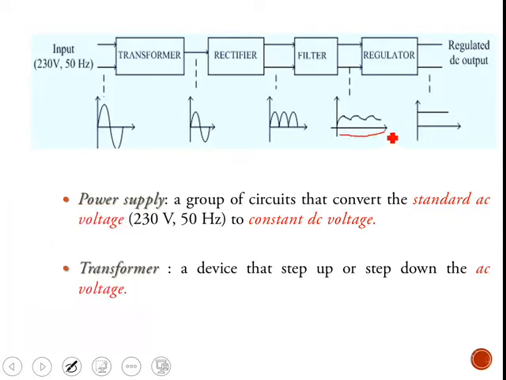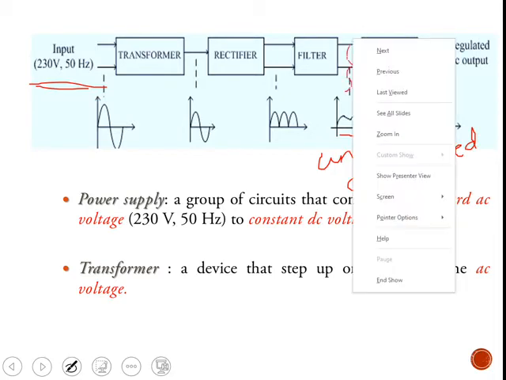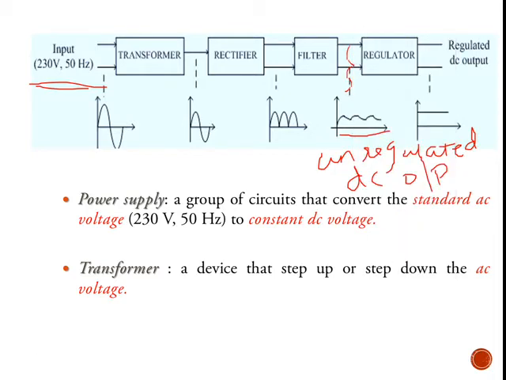is unregulated DC. Unregulated DC means it is not constant, it is varying. Whenever this input voltage is going to vary, the output voltage and the ripple is also going to vary. So that is why you call it an unregulated DC output. This unregulated DC output also contains ripples. The filter will not eliminate 100% of the ripples. So you have ripples in the output of the filter.